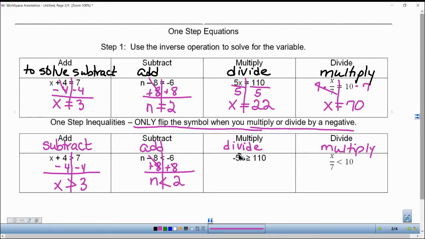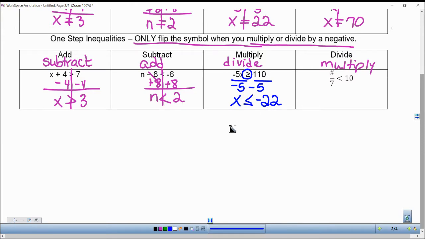For multiplication, you can look at the number in front of your variable. If it is negative, this symbol must flip. So I make a note right here that I'm going to flip that symbol. So I'm going to divide by -5. So then x is going to be less than or equal to -22.